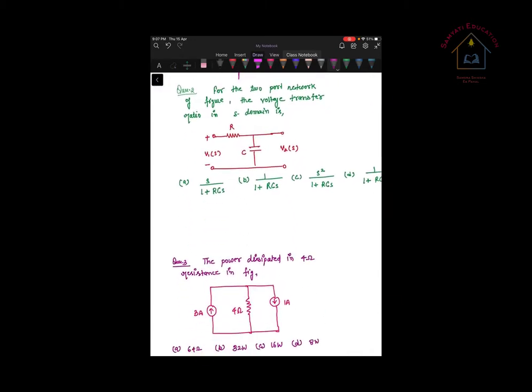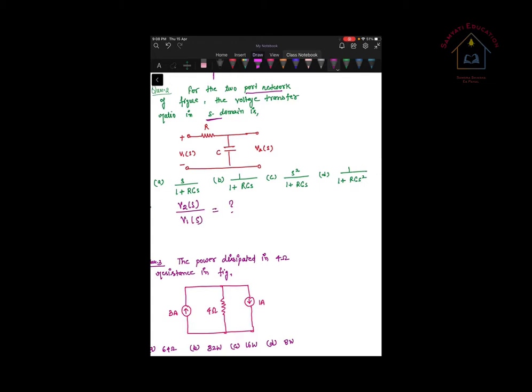Okay. The second question is, for the two-port network of the figure, the voltage transfer ratio in S domain. So we have to calculate the voltage gain in S domain. Voltage gain is nothing but the ratio of output voltage to the input voltage. So we have to calculate this ratio.